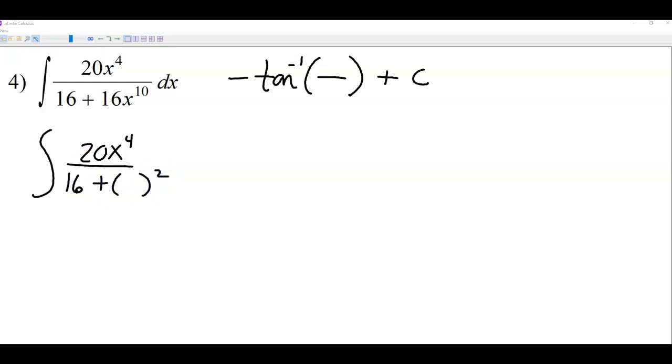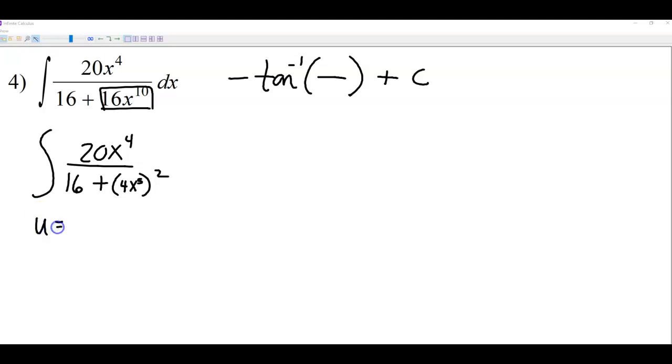So that what's in the parentheses will give us something equivalent to this once we square it. And that would be 4x to the 5th. So 4x to the 5th squared is the same thing as 16x to the 10th, but now I've rewritten it as a square. And that way it fits the arctangent pattern.